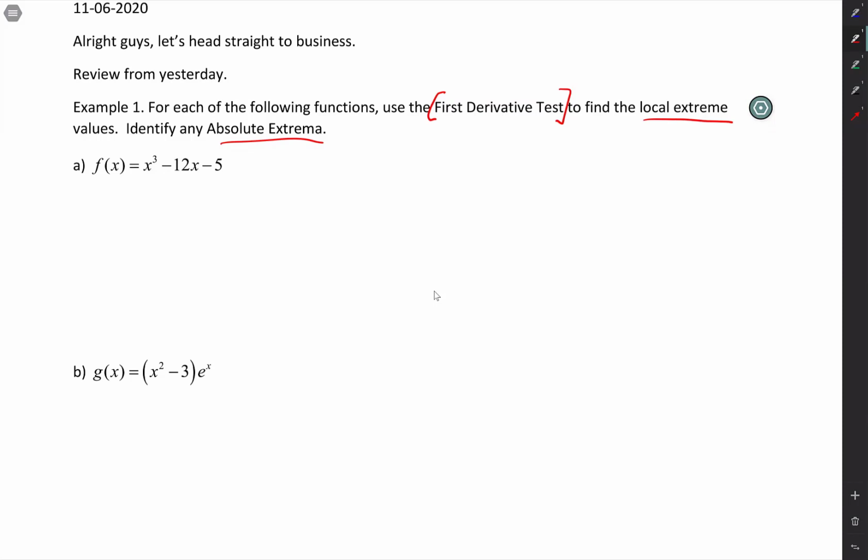So yeah, that's what first derivative test means. So what does first derivative test mean? When what sign changes? Oh, the derivative sign.